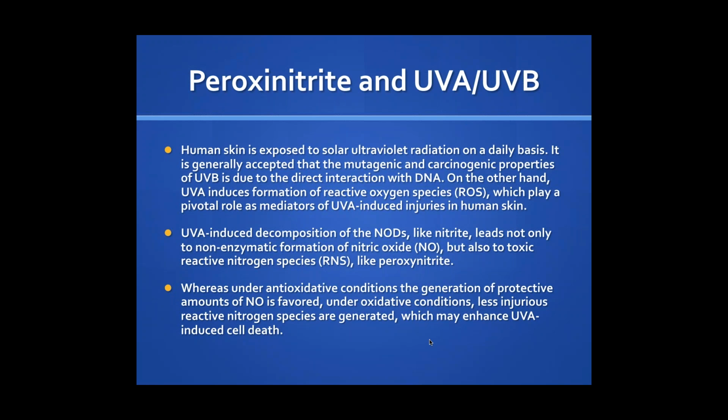So basically what they're saying is if you have high levels of reactive oxygen species like superoxide and peroxynitrites, and you're exposed to UVA, it's going to make it worse. But if your pathway is working correctly, then you're actually going to increase nitric oxide and have no adverse effects from the UVA and UVB exposure.